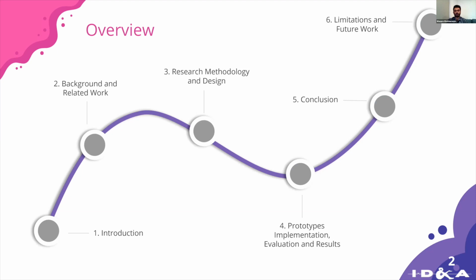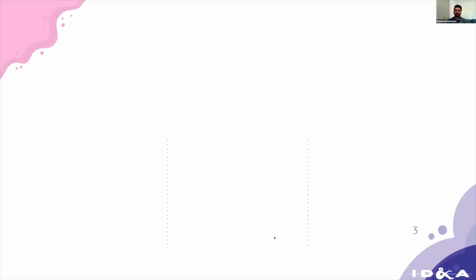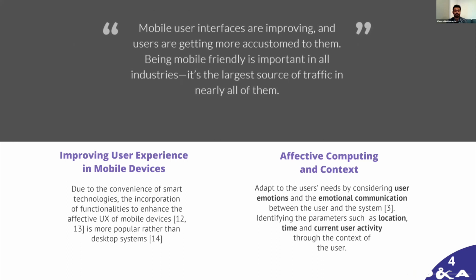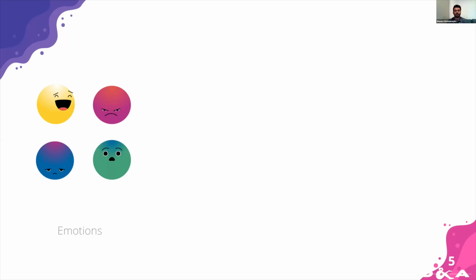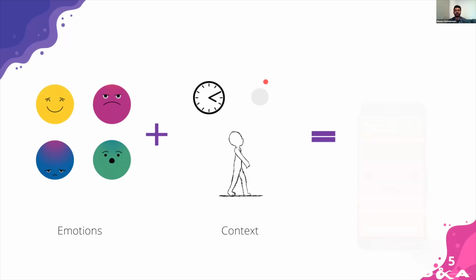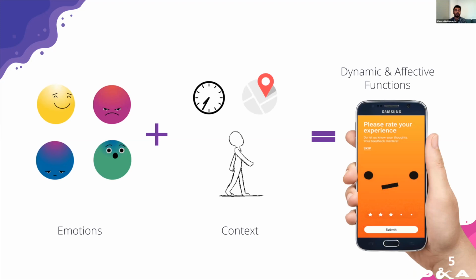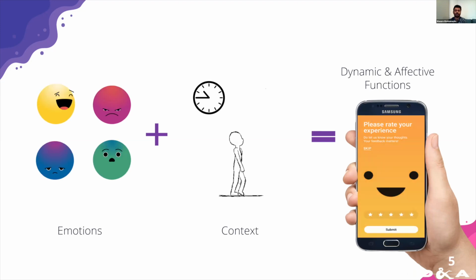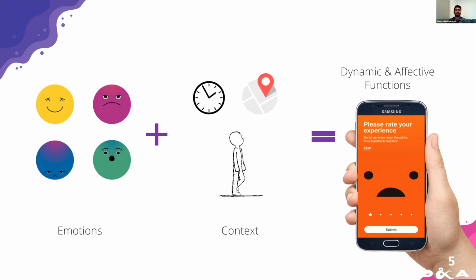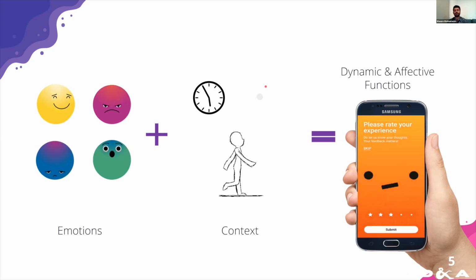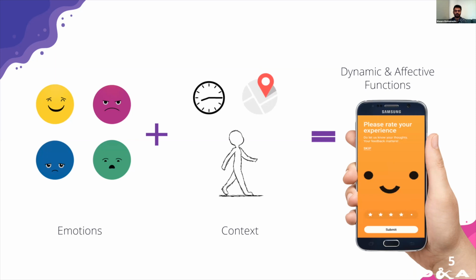First, let's go to the introduction. Improving the user experience of devices is more popular than desktop systems due to smart technologies and multimodal interaction. Also, affective computing and context suggest building adaptive systems by considering emotions and context parameters. Let me give you an example. Assume it is 8 o'clock at night, you're at home sitting on a chair, and you feel sad while texting with your friend. What if the mobile device can suggest something like listening to music or playing a game to cheer you up? So this is the motivation of this research.